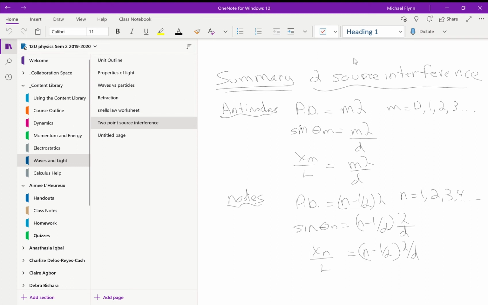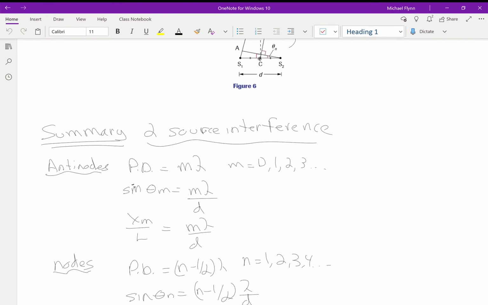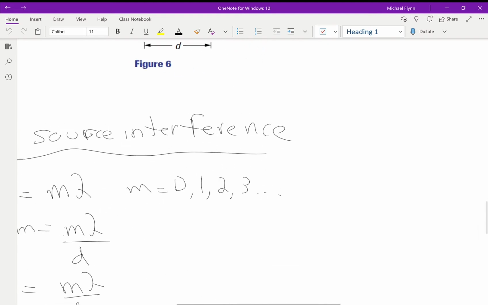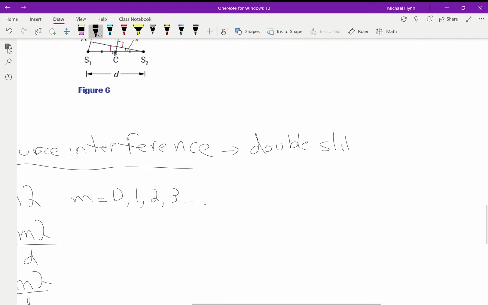Alright, grade 12s. What I just explained in that brief video showing you the virtual ripple tank is that when waves pass through a double slit, so two openings, they behave like two point sources. Sometimes we call this kind of interference two-source interference, sometimes double slit interference. Nothing really new today, it's just showing that it works in another circumstance.